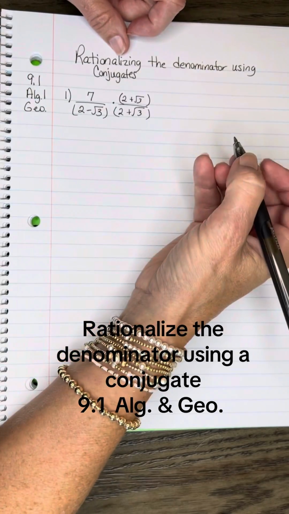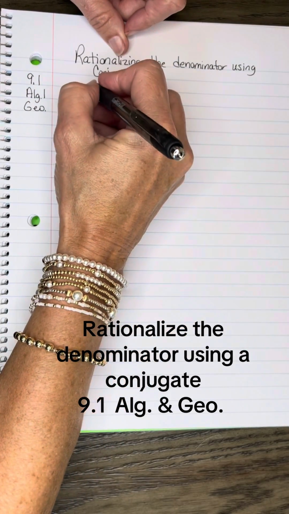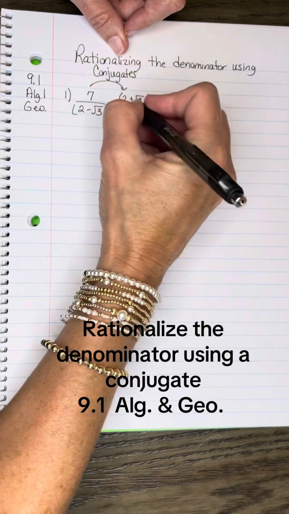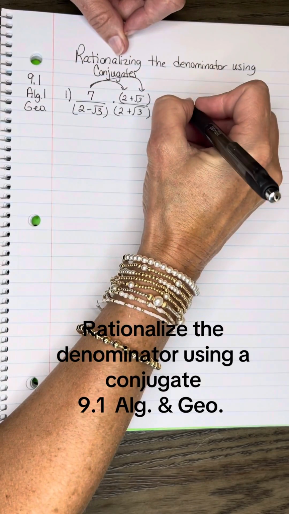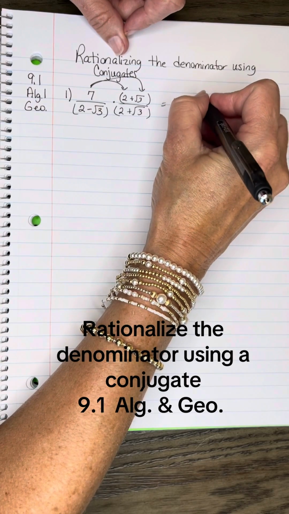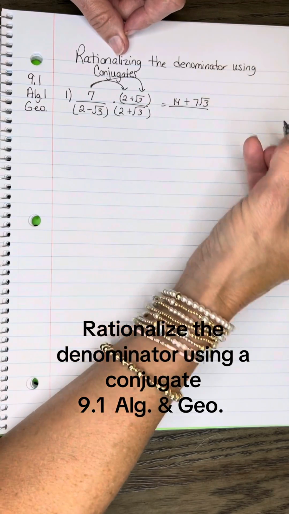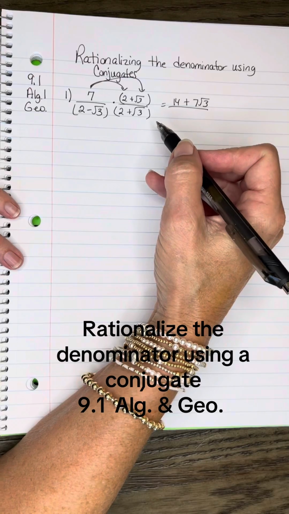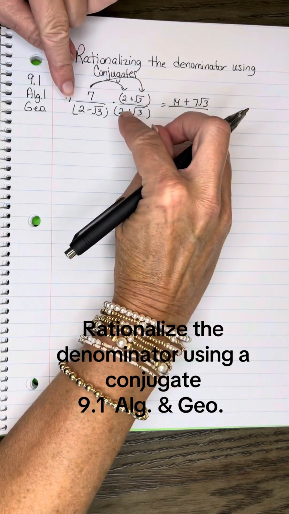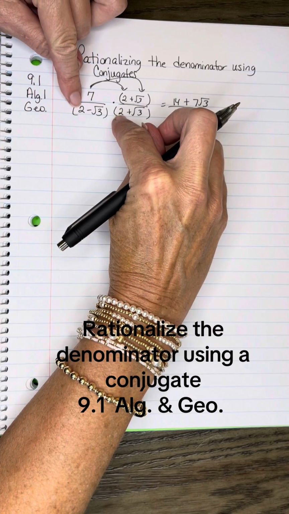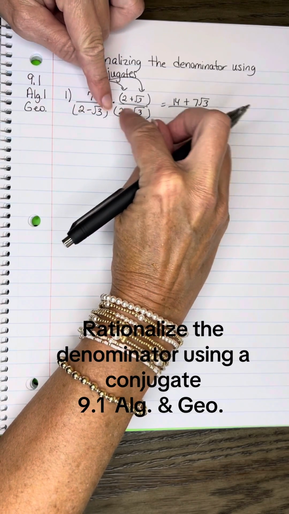I'm going to put parentheses around all of those, and in my numerator I'm going to do distribution. 7 times 2 is 14, and 7 times root 3 is going to be plus 7 root 3. All right, and in the denominator, if you remember the difference of two squares, you had a little shortcut. It was foiling: first, outside, inside, last.